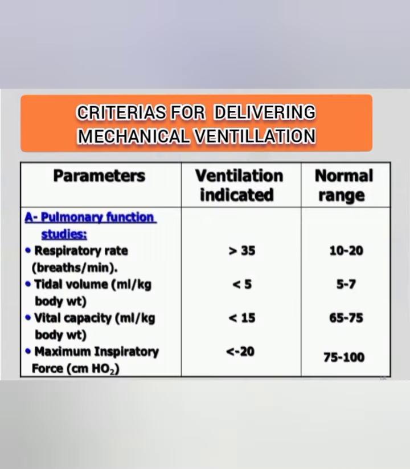Also, other parameters like pulmonary function studies: if a person has a respiratory rate greater than 35 breaths, a tidal volume less than 5 ml per kg body weight, a vital capacity less than 15 ml per kg body weight, or a maximum inspiratory force less than or equal to 20, in all these cases, a person may need mechanical ventilation.